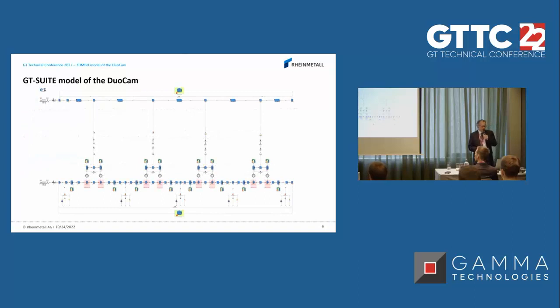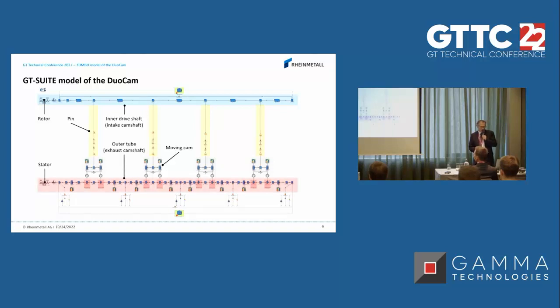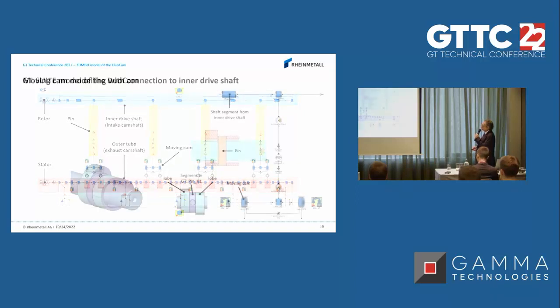Here you can see the GT Suite model of the DuoCam. At this position, we do not yet consider the valve train. At the top of the figure, you can see the inner drive shaft, which is divided in several segments. Connected to this are the pins, which are connected to the respective moving cam. The moving cam, in turn, is connected to the outer tube. The outer tube includes the different journals and the fixed lobes.